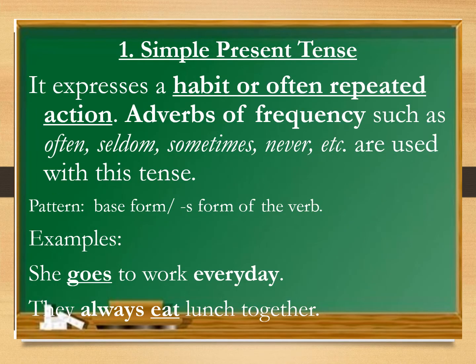Simple present tense. It expresses a habit or often repeated action. Adverbs of frequency such as often, seldom, sometimes, never, etc. are used with this tense. So we have the base form or S form of the verb. Examples: She goes to work every day. Another, they always eat lunch together.